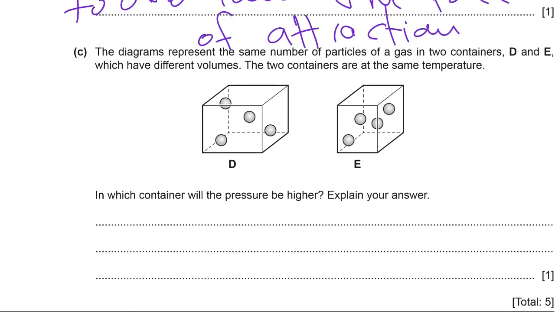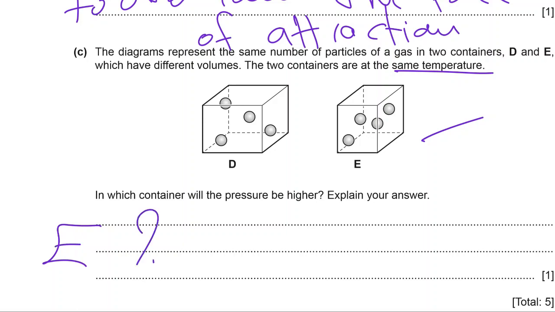And here the diagrams represent the same number of particles. We have 4 particles of gas in 2 containers, D and E, which have different volumes. So E is smaller than D. The 2 containers are at the same temperature, so the temperature is constant. In which container will the pressure be higher? It's E. But why?